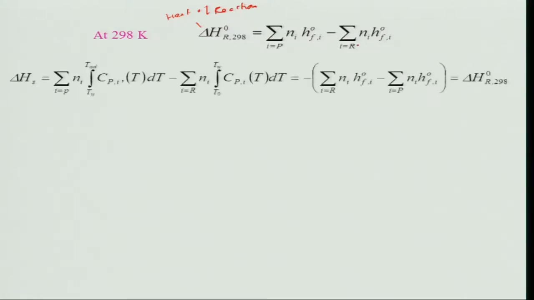If I substitute those values in equation 1, we will get the change in sensible enthalpy. This is equal to the summation of Ni for the product, integral of Cp_i dT, and similarly for the reactant, Ni Cp dT integrated from T naught to Tu, and Tu to T adiabatic, because that is the inlet temperature. This is equal to the heat of reaction.